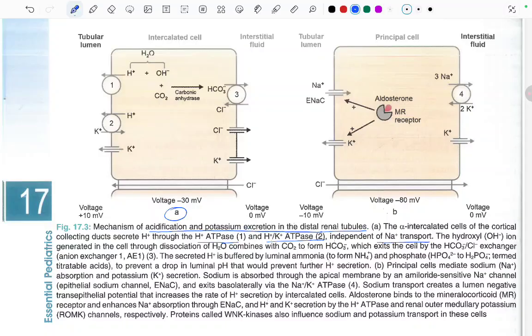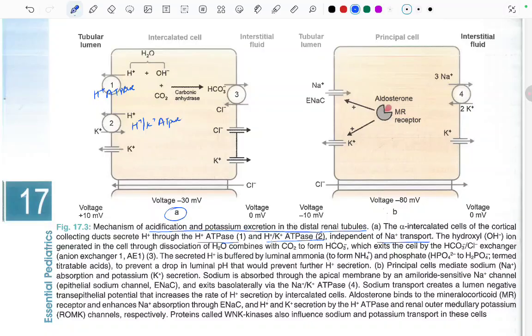So there are two. The first one is the H plus ATPase, and the second one is the hydrogen potassium ATPase. Both of these are independent of sodium. So what are they doing? From the intercalated cells, hydrogen is going out into the tubular lumen. That is how the acidification will occur, right? The hydrogen is moving out.